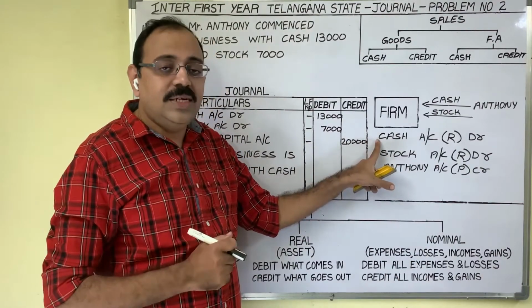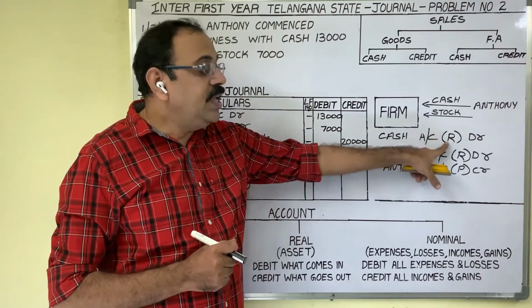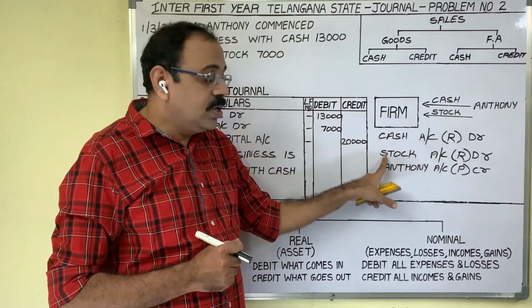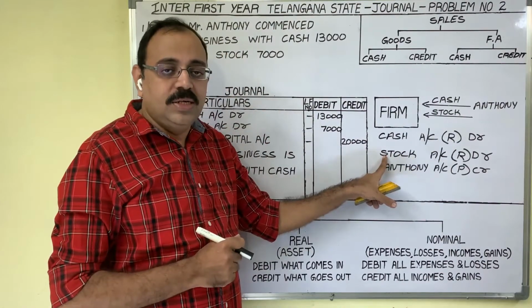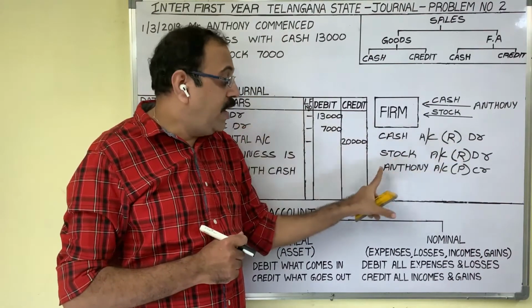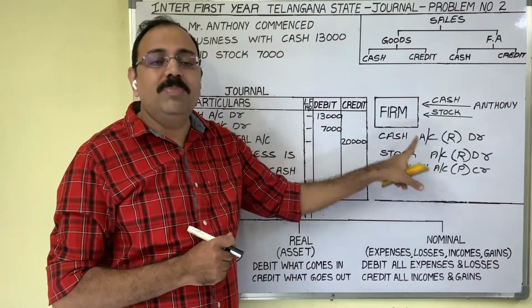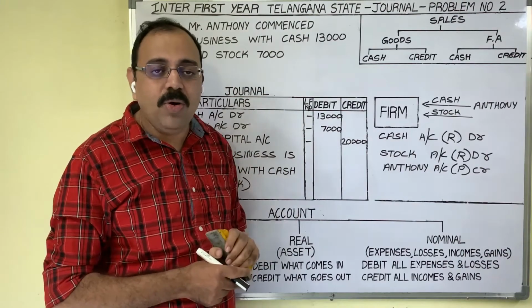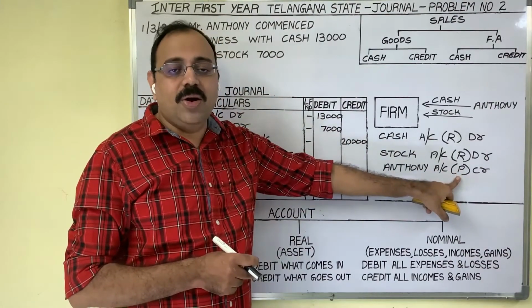Cash is an asset, therefore it is a real account. Stock is also an asset, so stock account is also a real account. And the Anthony account, opened with a person's name, is a personal account.